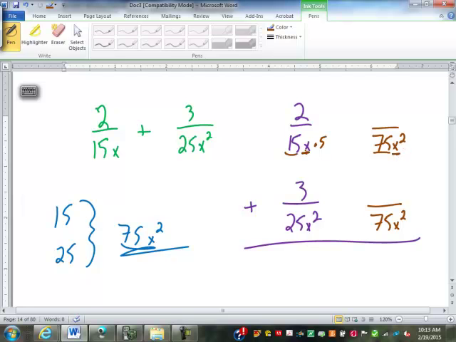How do I turn an x into an x squared? I have to multiply by another x. That's the part that's confusing you right there, isn't it? Okay. Or you think, what's x squared divided by x? Just x, right? Because 2 minus 1. So I have to multiply by that x. So on top, I have to multiply by 5x. 2 times 5 is 10x.